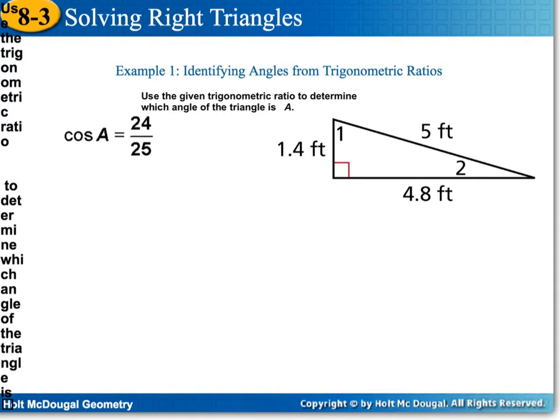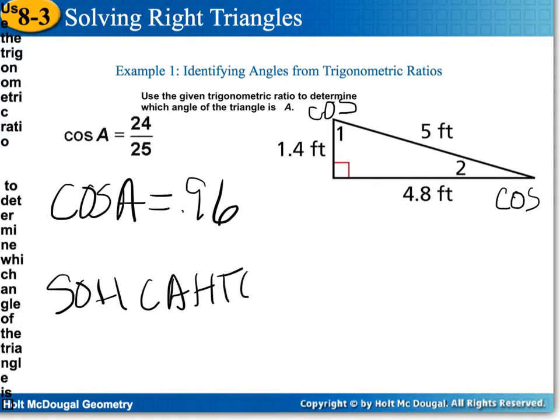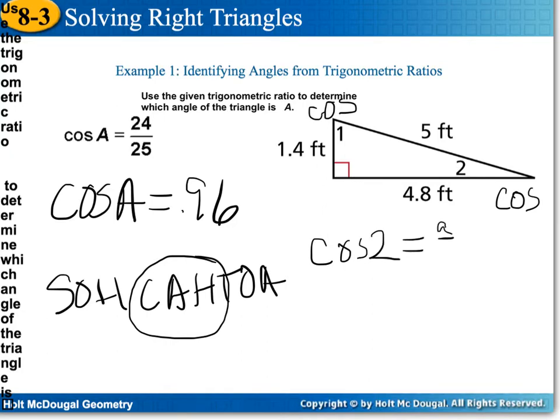So what I would do first is figure out what 24 divided by 25 is. And that's about 0.96. So the cosine of A equals 0.96. So I need to figure out if the cosine of angle 1 is 0.96 or the cosine of angle 2 is 0.96. SOHCAHTOA tells us to do cosine, adjacent over hypotenuse.